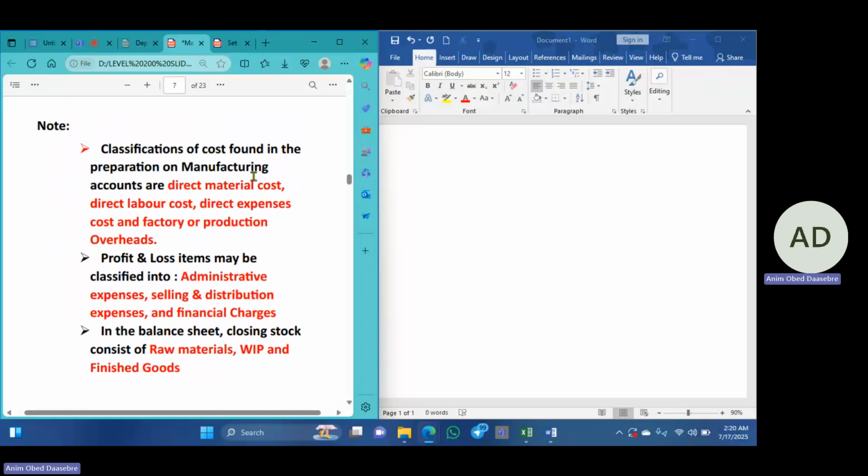Under the manufacturing account, some of the things that will go into it are the direct material costs, direct labor costs, and direct expenses. All these three give us what you call the prime cost. Then after that, we will add our manufacturing overheads.